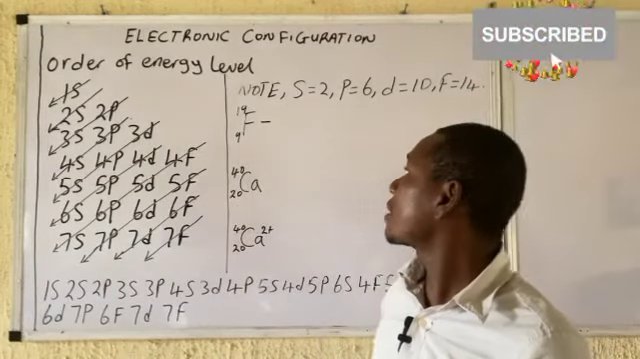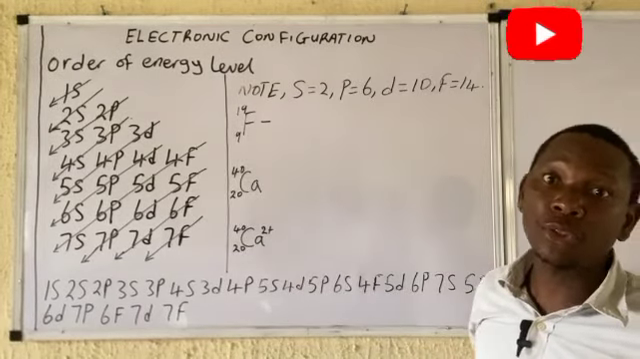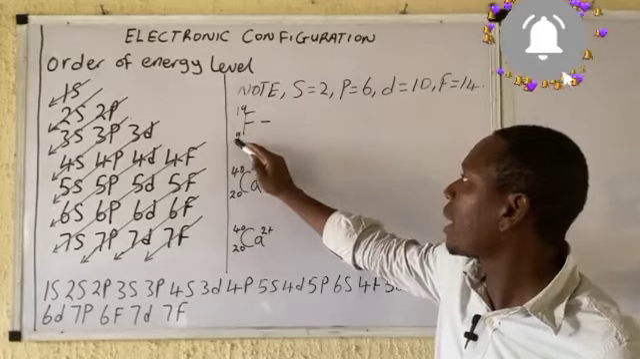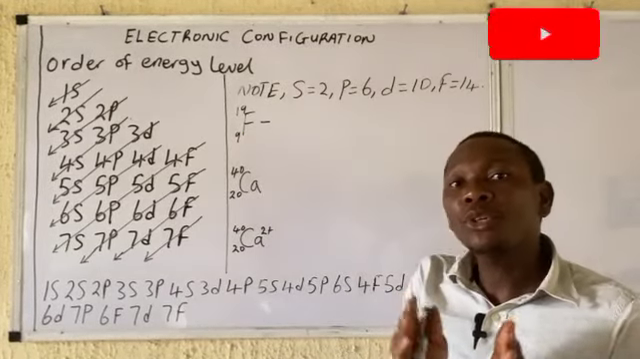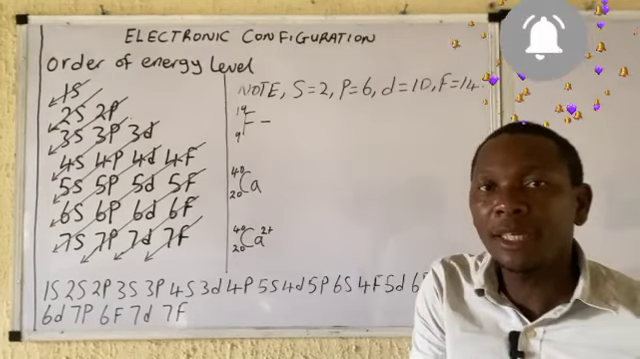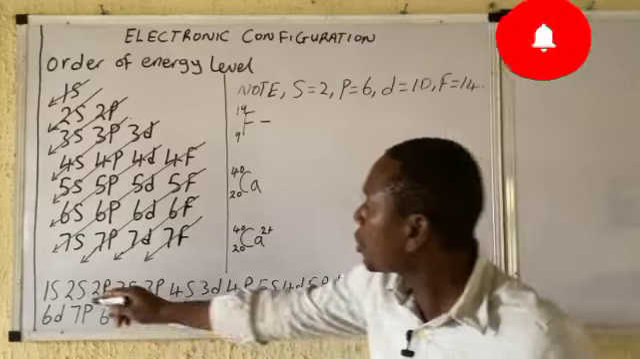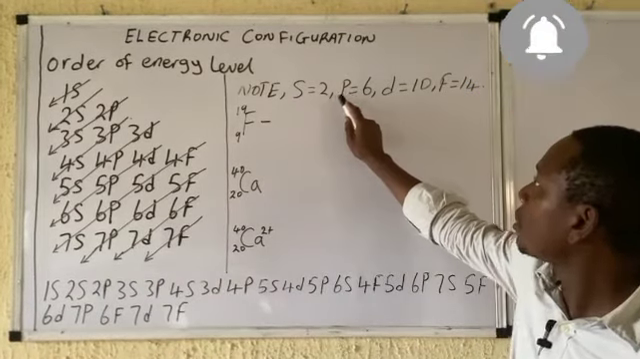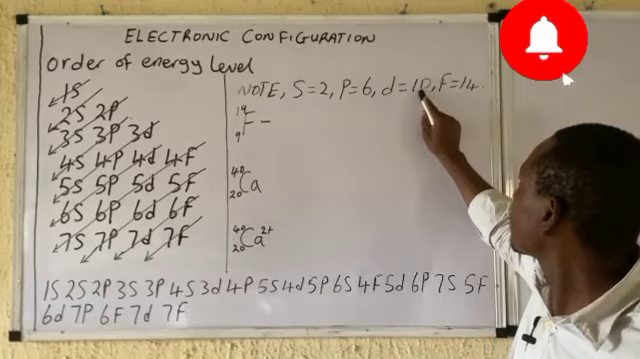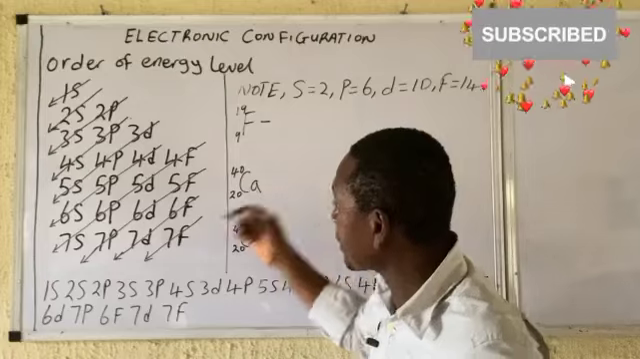So let's take this first question. Let's assume that you are asked to write the electronic configuration of fluorine. This is the mass number, this is the atomic number. Remember, in electronic configuration, you are arranging the electrons into their orbitals. In this case, we have 9 electrons. According to the rule, s takes 2 electrons, p takes 6, d takes 10, and f takes 14. So we have 9, right?